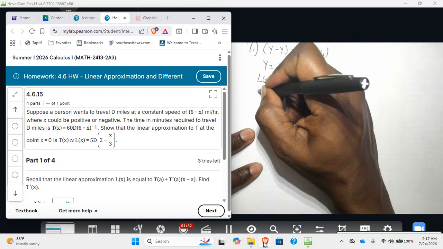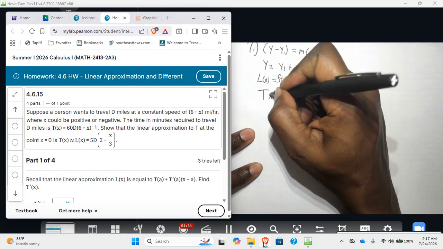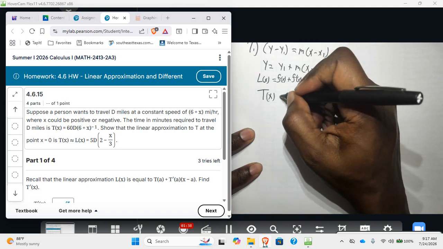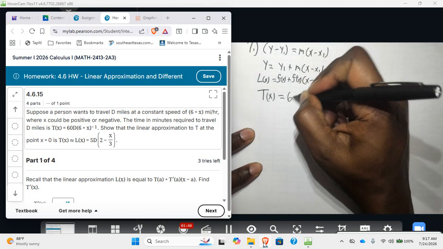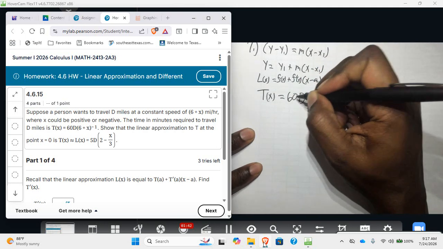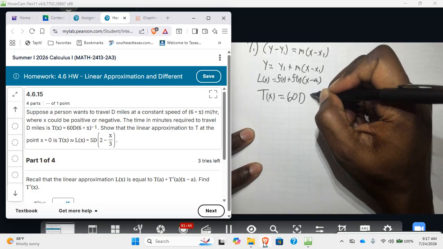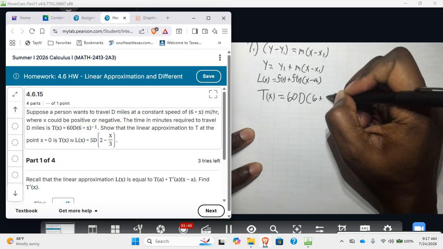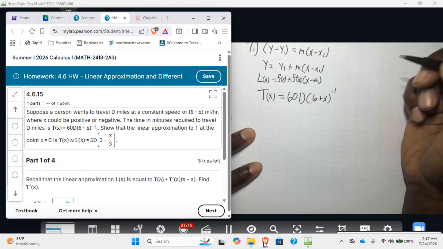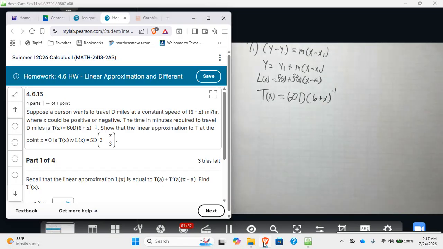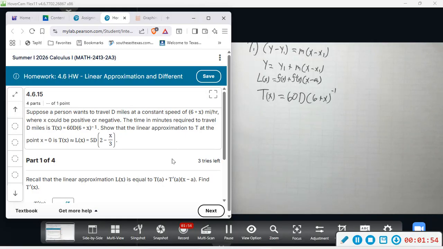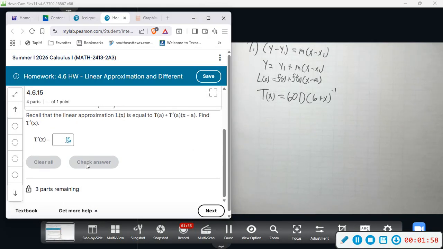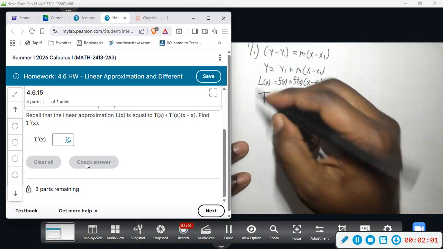So we're using this t of x formula, and we're going to apply this same process. T of x is equal to 60d. D is going to be a constant, so we're not treating it as a variable, times 6 plus x to the negative first power. All right, we're going to do this in 4 steps. First, we want to find t prime. So just take the derivative.